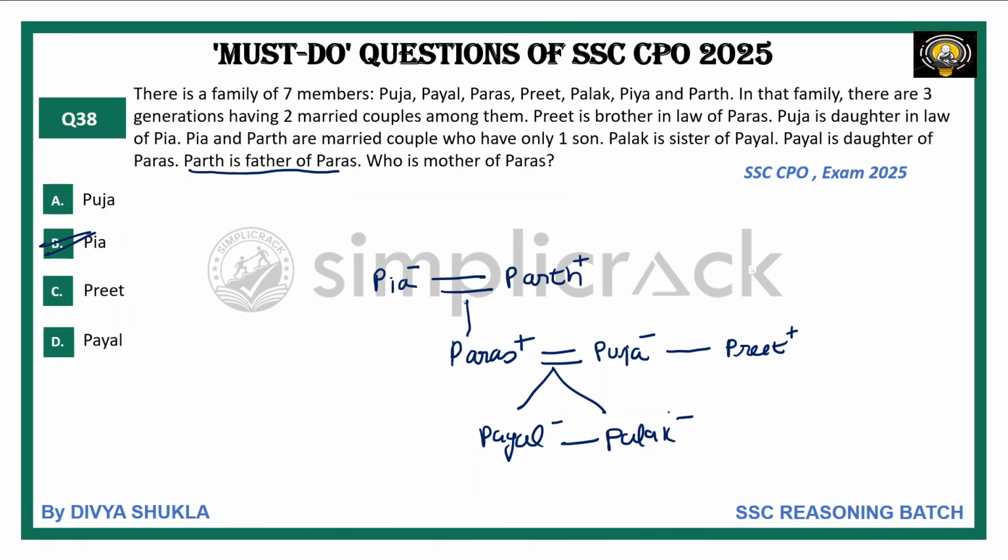Okay. So you can see you are having two married couples, Pia Parth and Paras Pooja. And you are having three generations and seven members. So this is the complete blood relation chart that you needed to draw in this question. Okay. Let's see the next one.